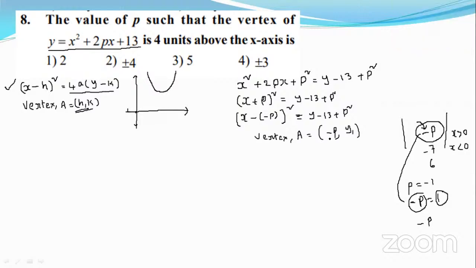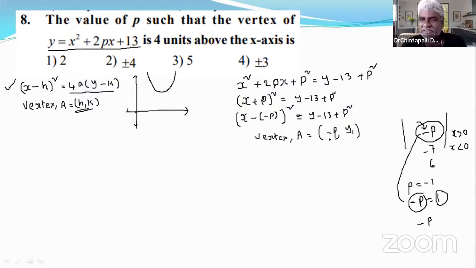It doesn't mean it is negative. It can be positive also, right? So its x coordinate is negative p, right? See, it is a parabola.